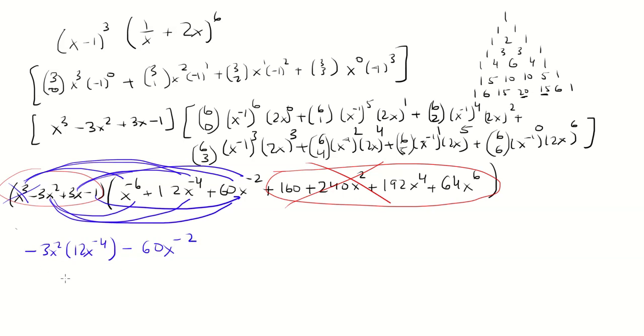So we have negative 3 times 12 is negative 36. X squared times x to the negative 4 is x to the negative second. And then I subtract these, I get negative 96x to the negative second. I'm interested in the coefficient, which is going to be negative 96. And that's our final answer.